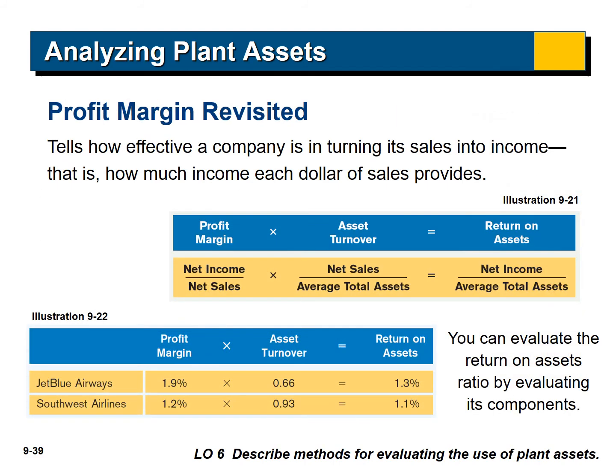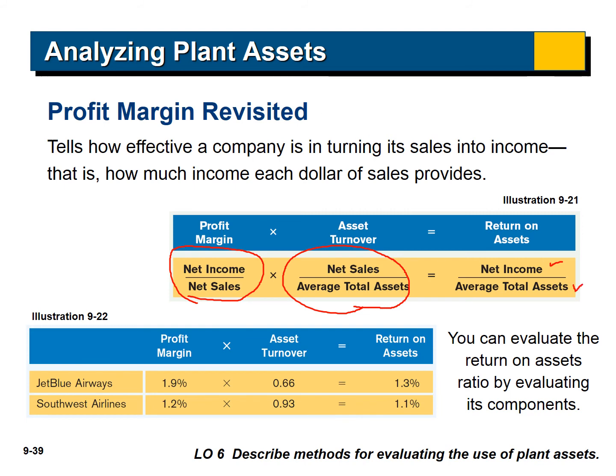And then the profit margin, we've seen this before in a previous chapter, and we're going to modify it a little bit. If you remember from the previous chapter, profit margin is net income divided by net sales, where the asset turnover we just learned in this chapter is net sales divided by average total assets. Now if you multiply those two together, it actually equals the return on assets. Why is that? Because the return on assets is net income divided by average total assets.